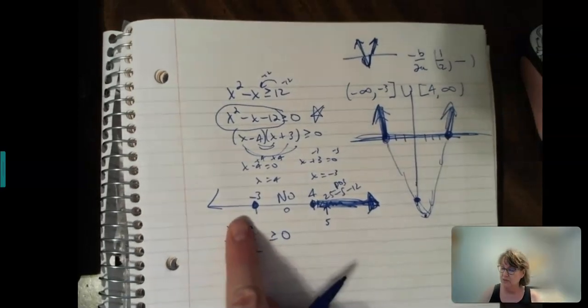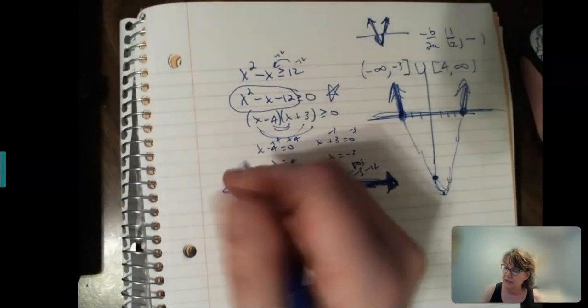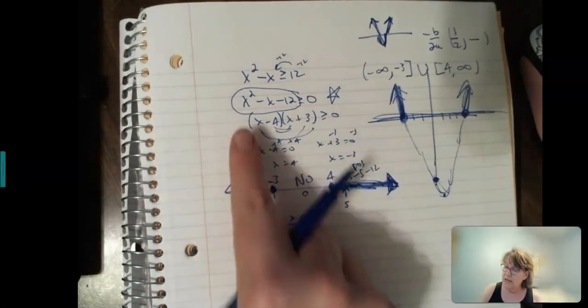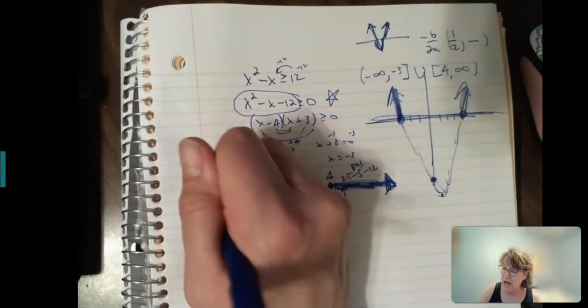Okay, let's test over here. Again, I'm going to test -4. A negative times a negative is a positive 16.